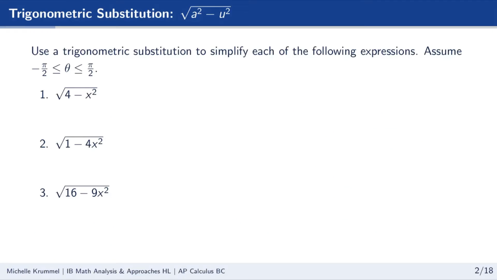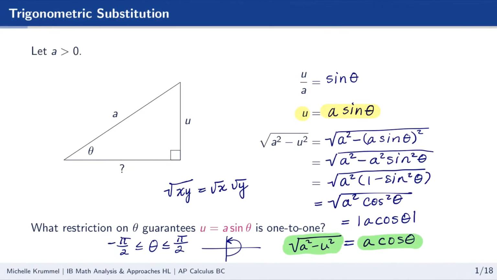Here we're going to use a trigonometric substitution to simplify each of the following expressions, and we will assume that we are working on the interval for theta between negative pi over 2 and positive pi over 2. So we're trying to think of these expressions as being of the form square root of A squared minus U squared, where the A would be the constant and U would be some expression involving a variable, so that we can use the substitution that we just came up with over here. If we have something in the form of square root of A squared minus U squared, we're going to replace that with A cosine theta.